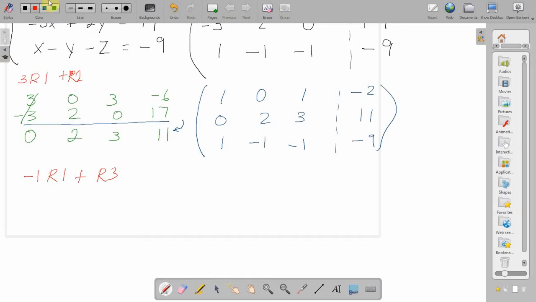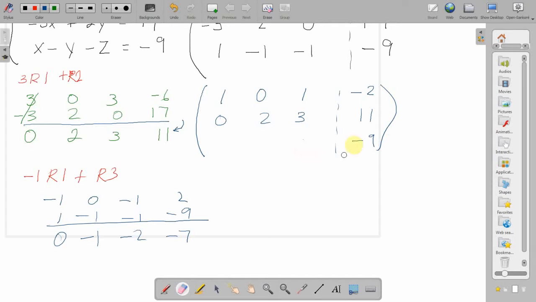Okay, so let's do R1 times negative 1. So we have minus 1, 0, minus 1, 2. And then we're going to add row 3. So we got 1, minus 1, minus 1, minus 9. So we can add this, and so we got a 0. We have a minus 1, a minus 2, and a minus 7. So now I can just erase row 3 because that's the one we are replacing for now. We're not done yet, but now we have a 0, a minus 1, a minus 2, and a minus 7.